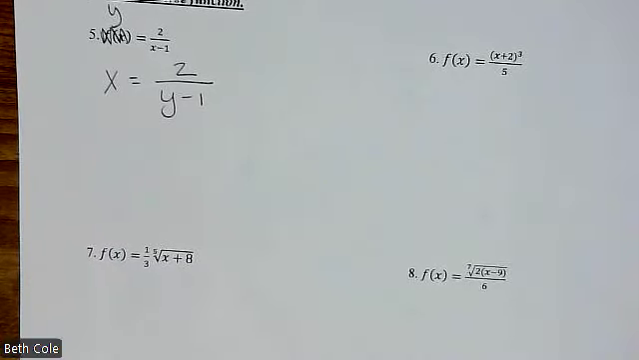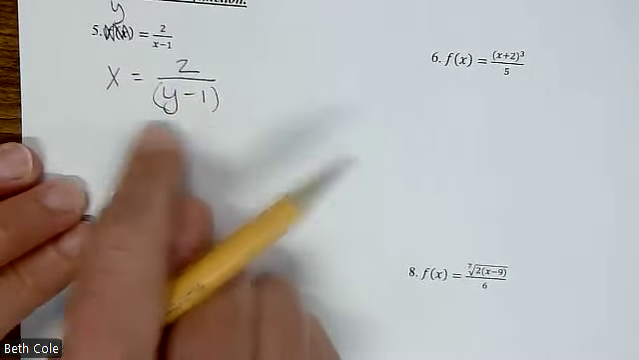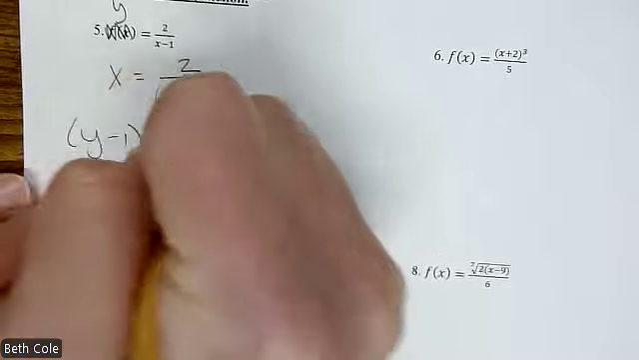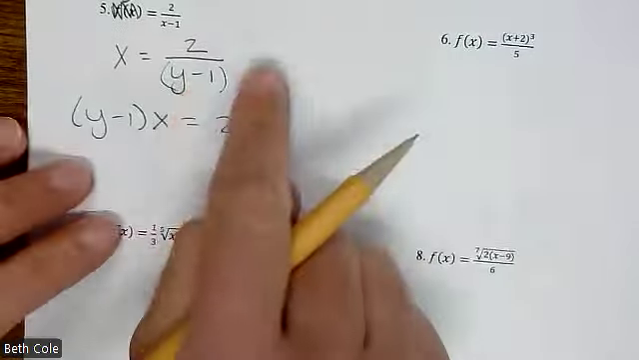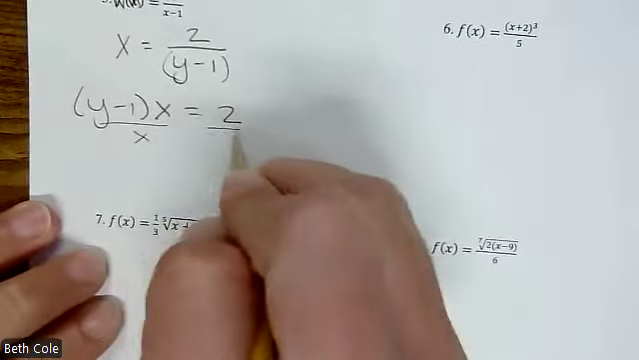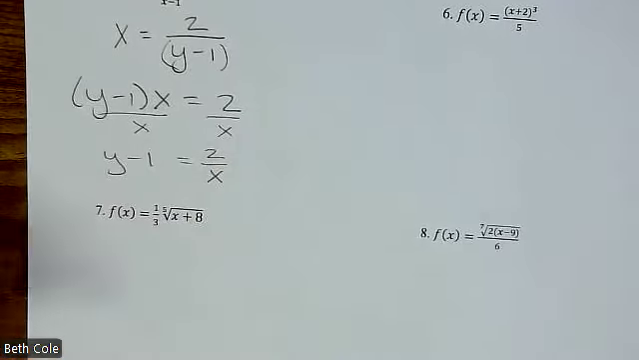Now, this one's a little tricky on the algebra because there's a fraction. You have to get this y out of the denominator. So I would take this y minus 1, multiply it to the other side. So it's going to look like this. Algebra is just moving stuff. I literally just moved this over here, is what I did. And then we're going to divide both sides by x. Good.